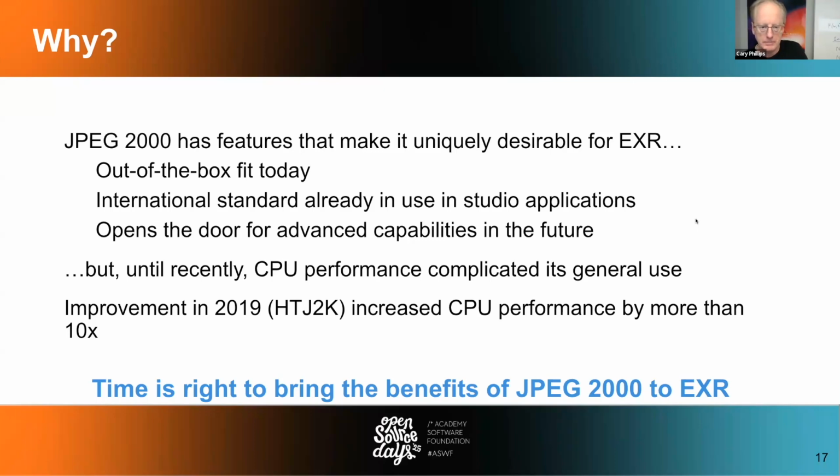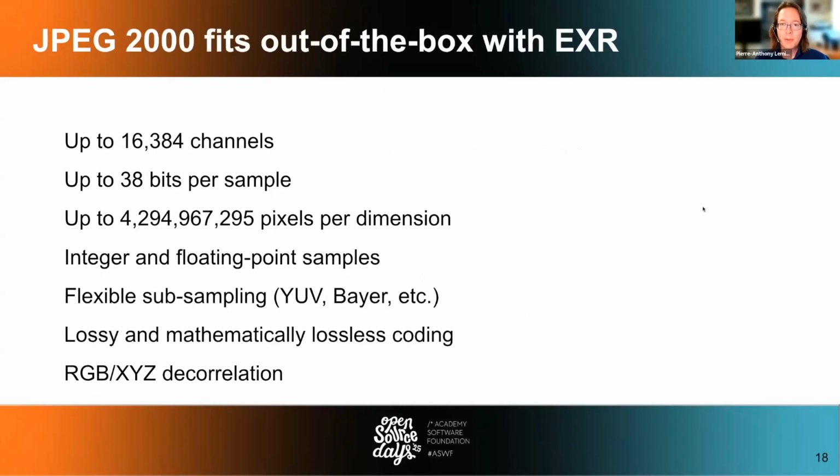Any questions on the basis here? Otherwise, we'll get right into it. All right, next slide. Okay, so JPEG 2000 does everything, and it's good because EXR does everything also. JPEG 2000 can support up to 16,000 channels. You know, EXR has very, very flexible channel configuration. JPEG 2000 supports up to 38 bits per sample, which is good because EXR has 32-bit ints and floats.